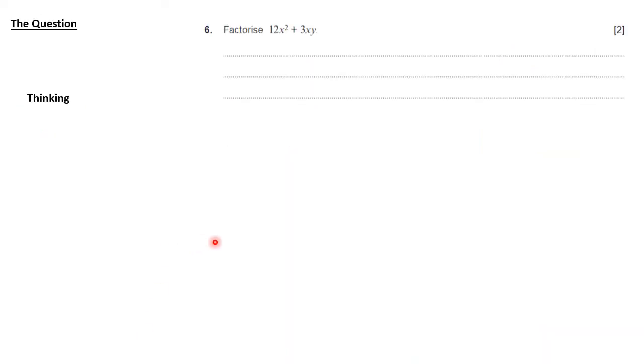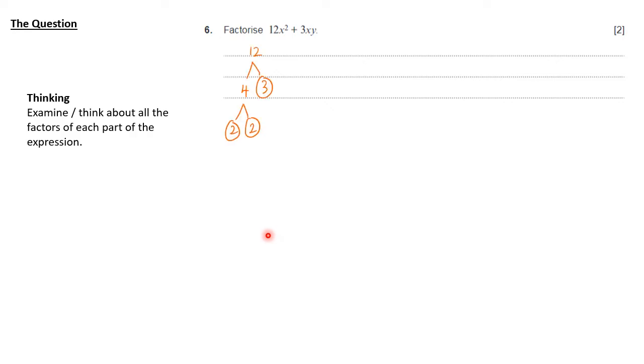So now let's look at our exam question. I'm going to think about my factors. So again, I've got the number 12, and I can write it down into its prime factors: 2, 2, and 3, which is obviously already prime. So the common factor there is 3 in both of those.